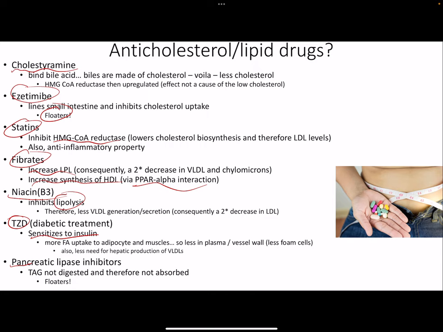Then pancreatic lipase inhibitors. Bile emulsifies and the lipase breaks down fat. And so if we're not breaking it down, it's harder to absorb and you're just going to poop out all your fat, you get more floaters.